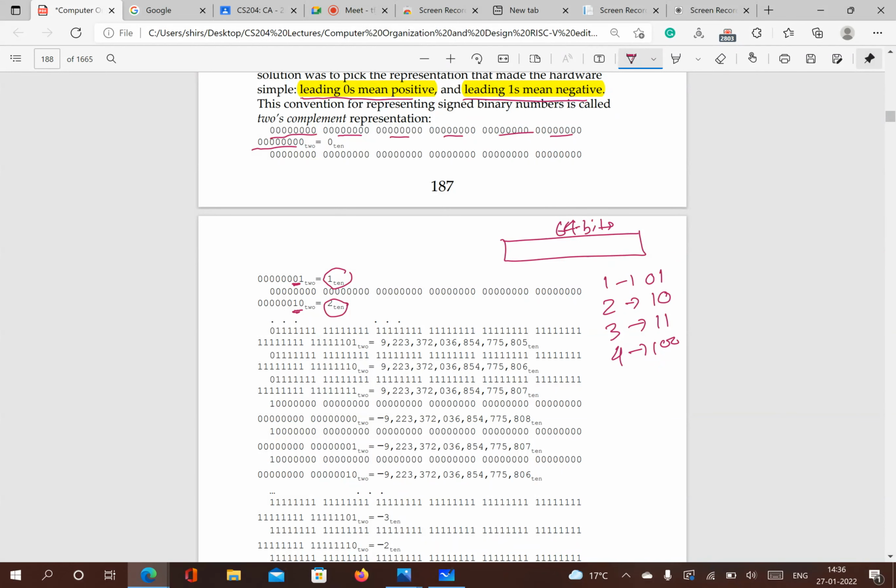So to represent 2 in decimal, we only need 2 bits, right? 1 0. But since every number we have to fit in a fixed size here, 64 bits, all the leftmost bits will be 0 0 0 0 here.